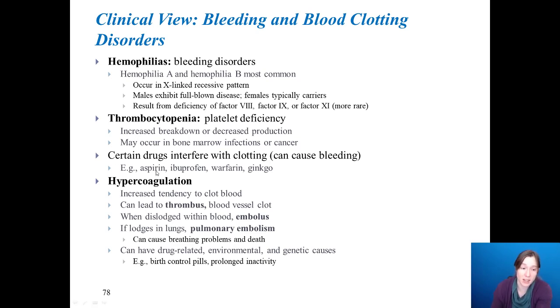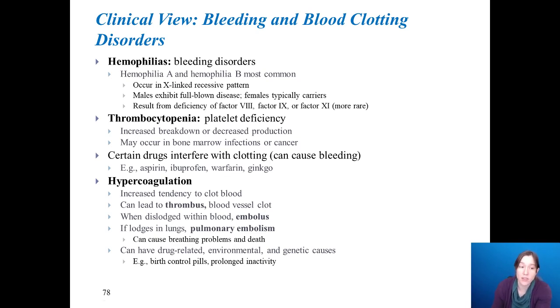It's also important to ask whether your patients are taking any medications. A lot of times they don't consider aspirin a medication, so make sure to ask, especially before surgery, if they've taken any aspirin in the last little while. But also ibuprofen, warfarin, and ginkgo. Any of those can decrease clotting, and you want to know that if you're going to surgery.